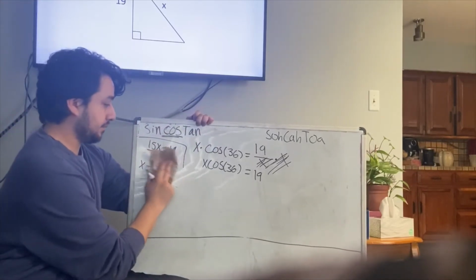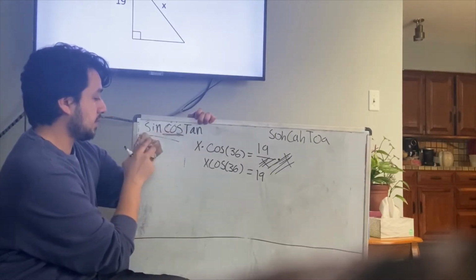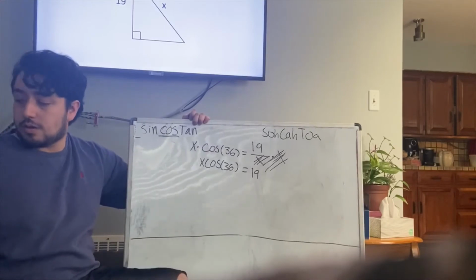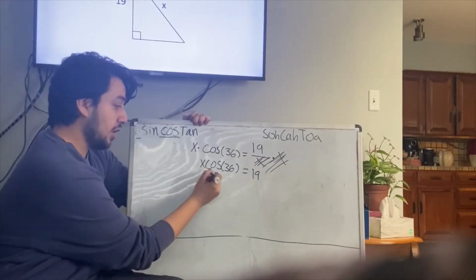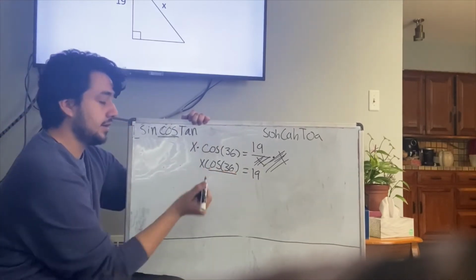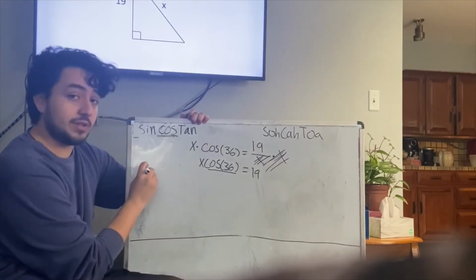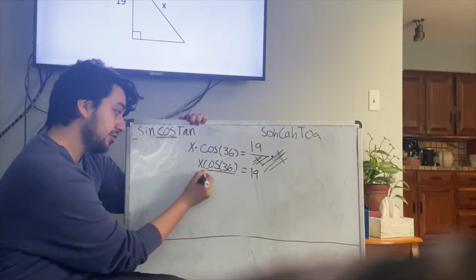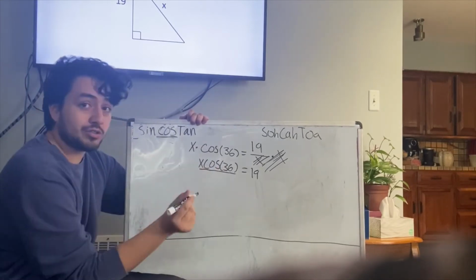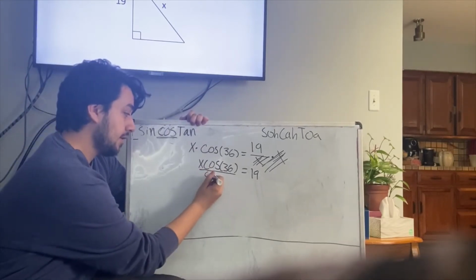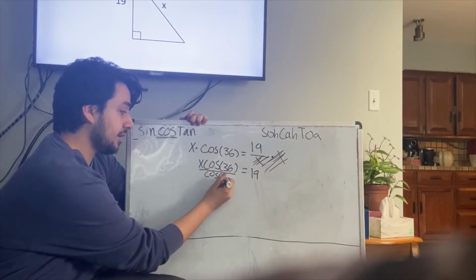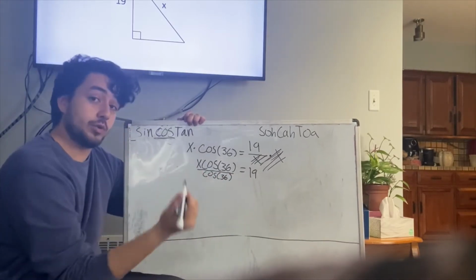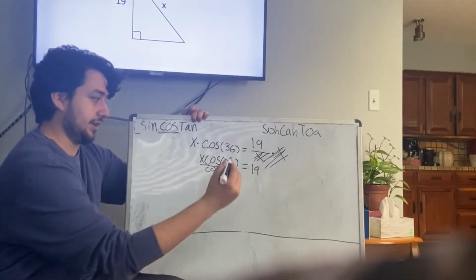Now, with that being said, just notice that this cosine of 36 is just a plain number. Just like 15 was a number in our side note, this is also a number. So you could divide this cosine of 36 out. Again, it's just a number. And what you do to your left side, you have to do to your right side.